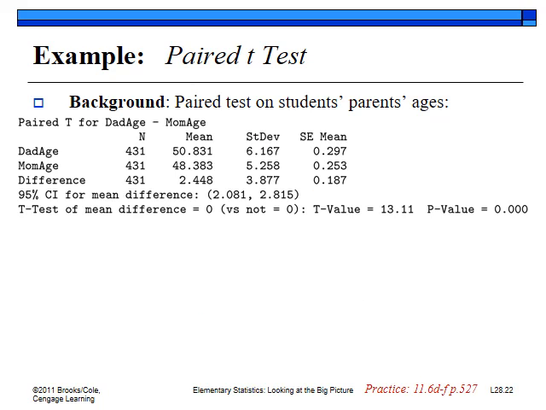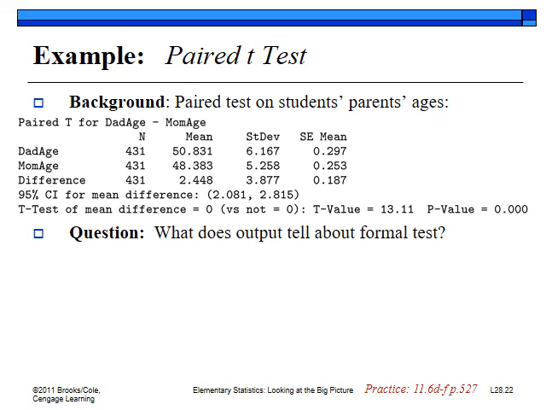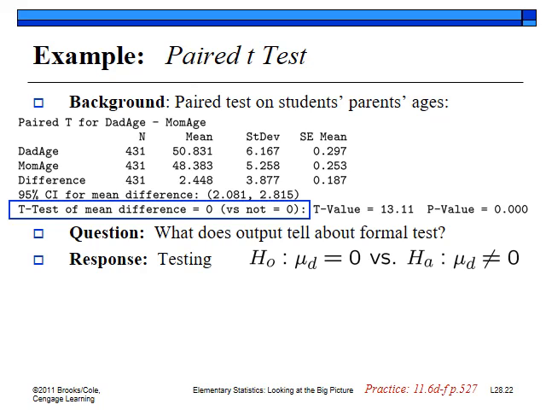So here's the output for the test. We see the dad's age, the mom's age, and the differences, the mean, standard deviations, and standard errors for mean. We see the 95% confidence interval. And the t-test has a t-value of 13.11 and a p-value essentially 0. So what did we learn? Here you see the null hypothesis, the test of the mean difference equals 0, versus that it's not equal to 0.